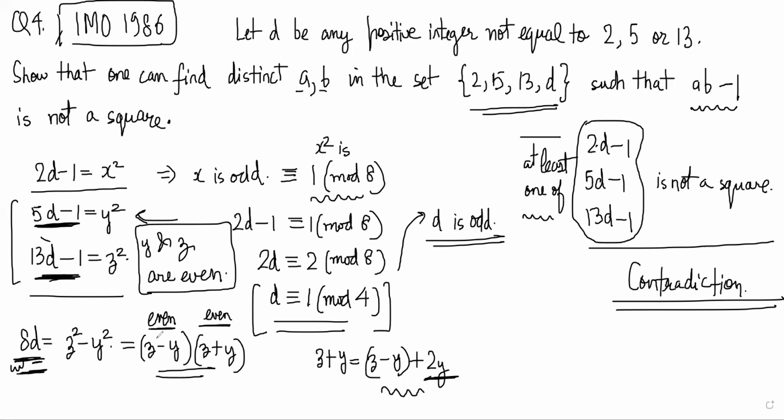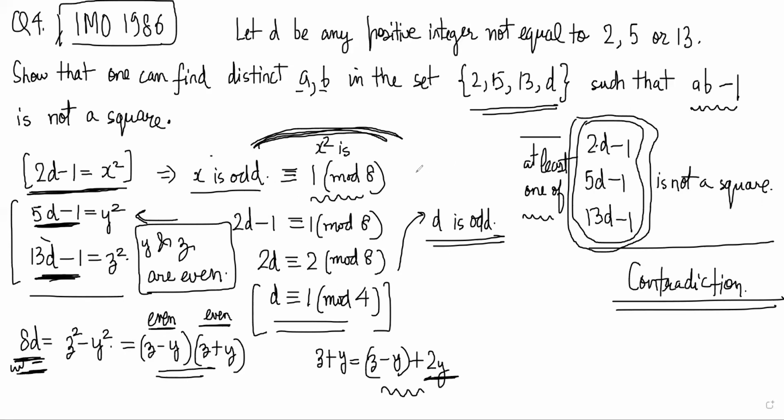You understand? So it all started with first understanding that all three cannot be squares. You have to assume that they are squares and do it by contradiction. And then from the first one, we get that x is odd. If you don't know this fact, that if x is odd, x square is 1 mod 8, it might be difficult to do this. Because from there only we got that D is 1 mod 4 and so on.